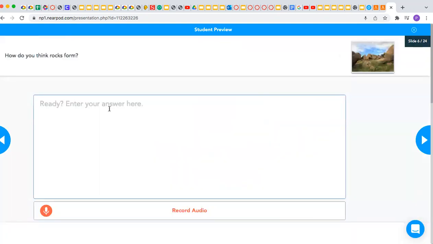Remember, I want you to think about using complete sentences in your answers, and remember that you can wrap the question into the answer. So, how do you think rocks form? You can get rid of the question words and write, "I think rocks form by," and answer that question. Try to be detailed. Put some evidence and explanation details into what you're writing. Don't just write three words.